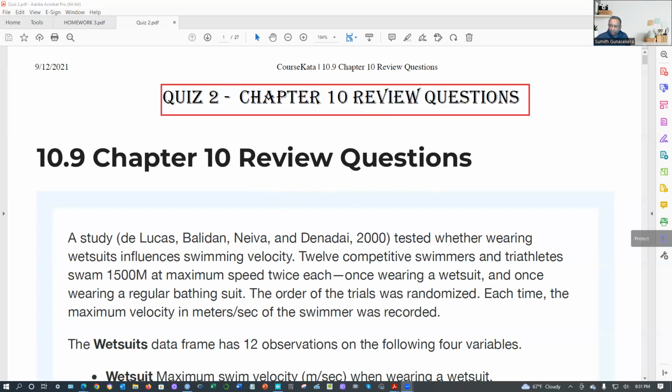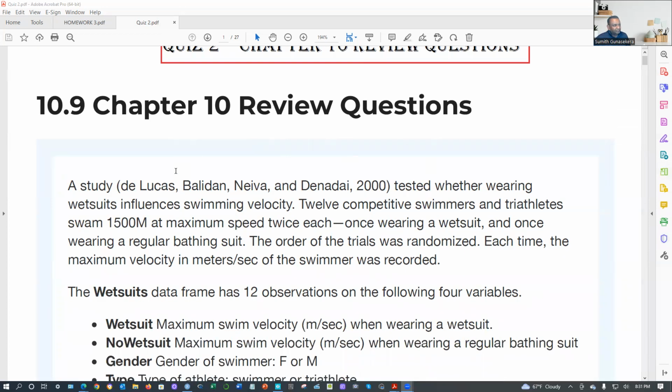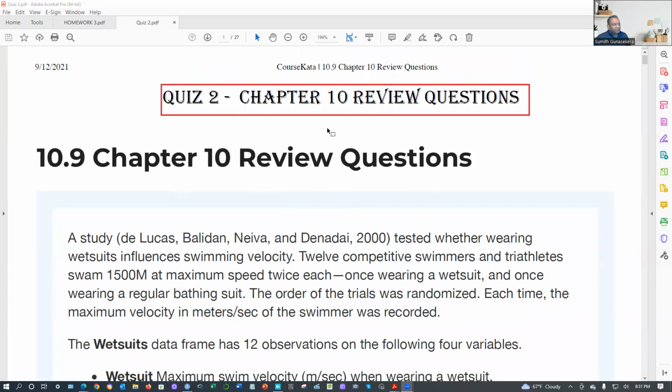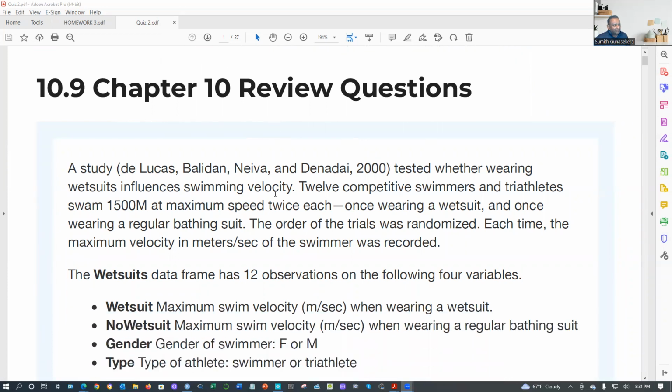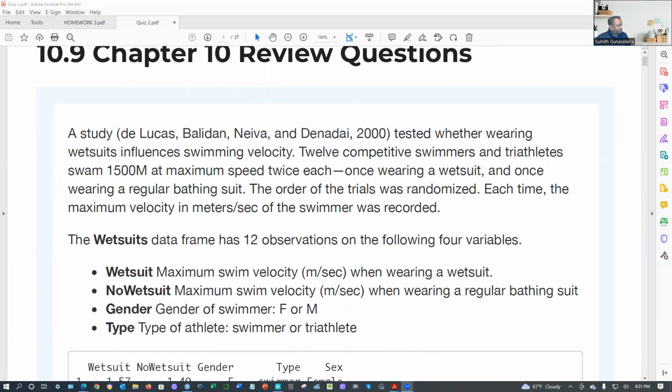So this is our quiz two, which is based on chapter 10. Look at this one: a study by De Lucas, Balidon, Neve, and Denadai, 2019. These are the authors of this particular article. They published this article in 2019. They tested whether wearing wetsuits influences swimming velocity.